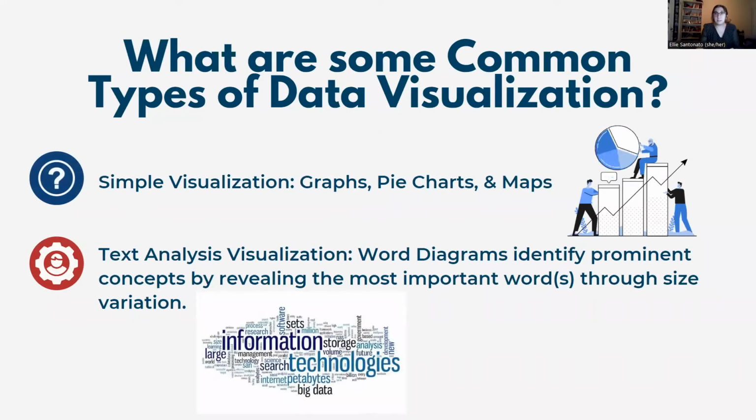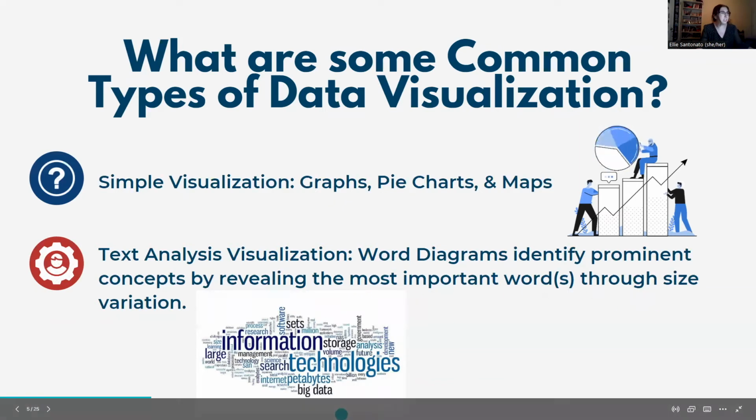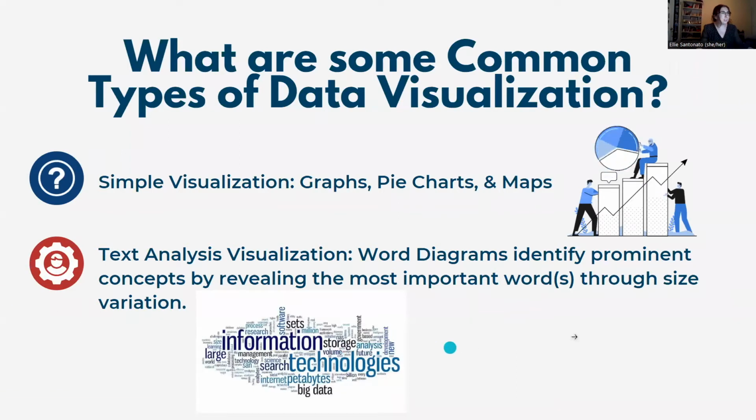So what are some common types of data visualization? We have simple visualization, which would just be graphs, pie charts, maps, stuff that we can do in Excel. Some of you are doing a lot of this, if you have taken quantitative reasoning, a lot of that is simple data visualization. We also have text analysis visualization. So these are more word diagrams or word bubbles. These word diagrams identify prominent concepts by revealing the most important words through size variation. So down here, we have an example of what that is below.